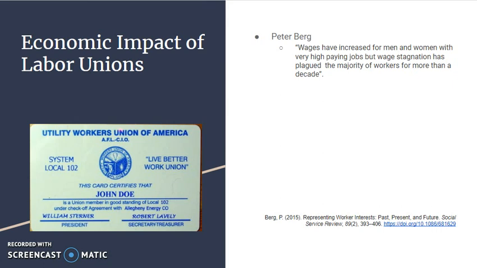Peter Berg takes this another step further in his research and suggests labor market inequality has declined since 2000. Berg indicates that wages have increased for men and women with very high paying jobs, but wage stagnation has plagued the majority of workers for more than a decade.